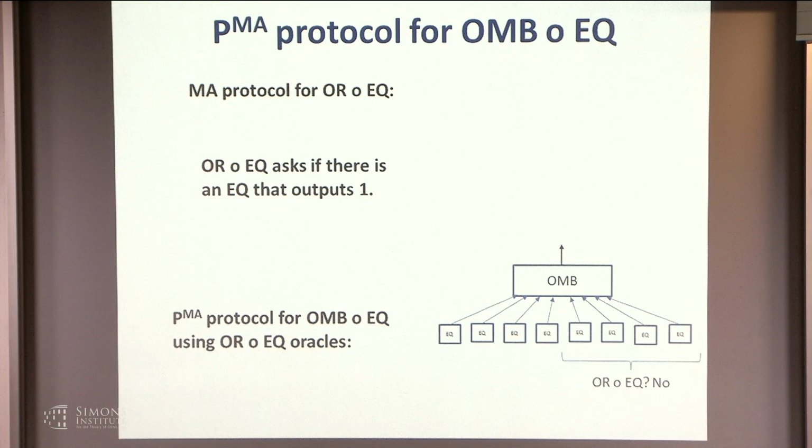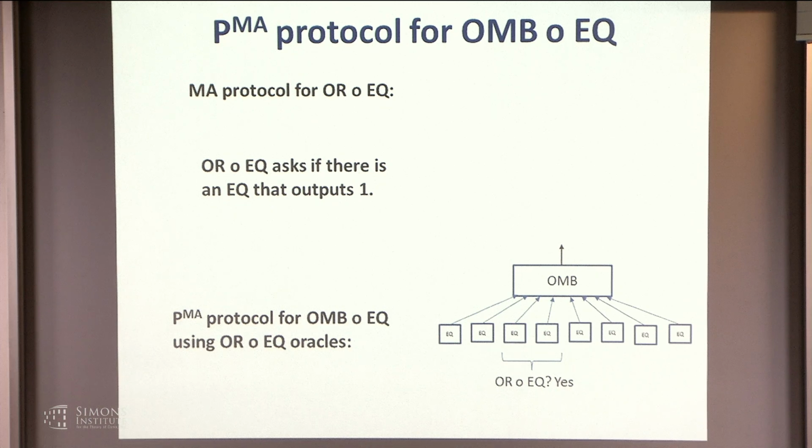So OR of equality is in MA, and using that and binary search, you can find out the first equality that is 1. You can repeatedly do this, use OR of equality as an oracle, keep on finding whether it's in the right half. If it is not, then you move to the left and so on, until you find the first position where the equality is 1, and then you know whether it's odd or even. So there's a very simple P^MA protocol using binary search.